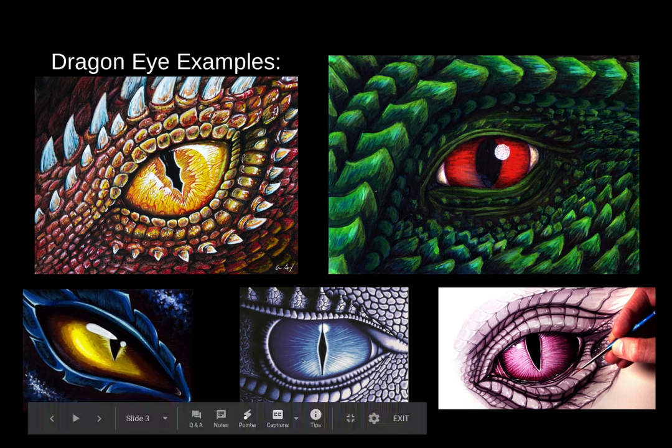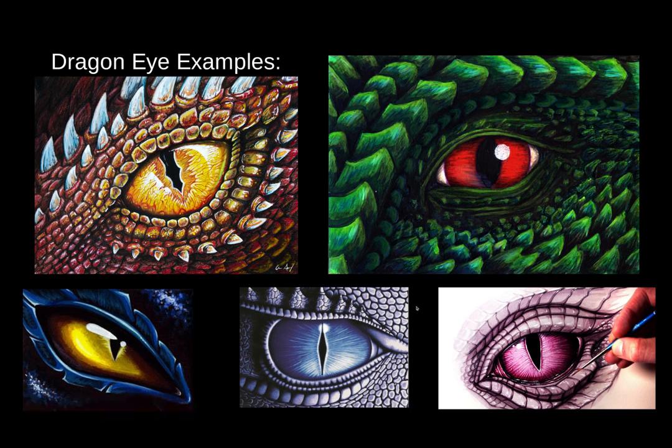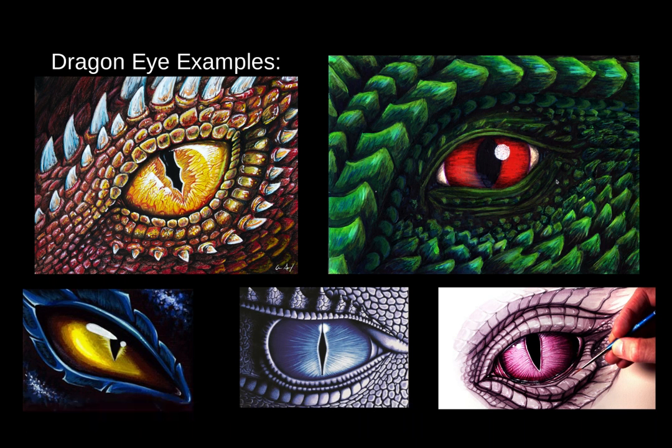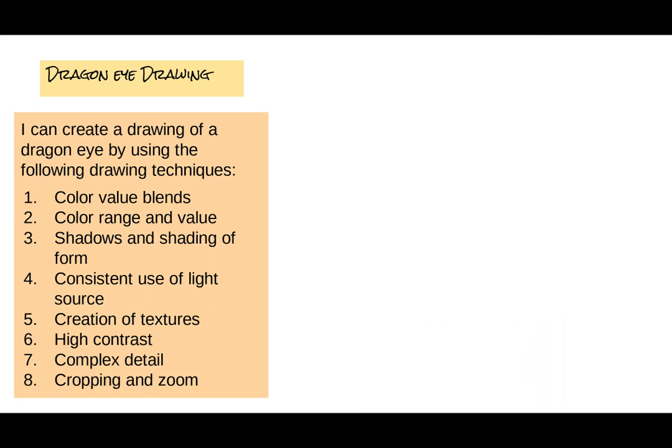This one in the bottom center has all of this light source in it. You can really tell the light source is coming from the right. So that's something else that I want you guys to pay attention to. Is there going to be a gleam in the eye, like on the bottom left or the top right dragon eyes? Where is your light source coming from? Please keep that in mind as you are working on this project.